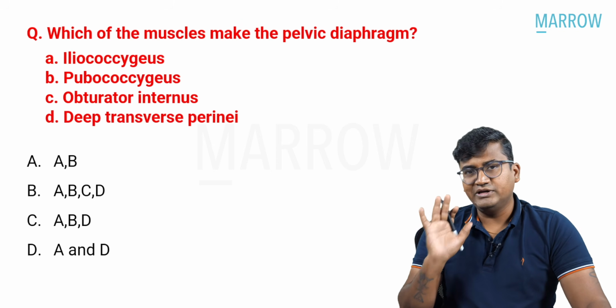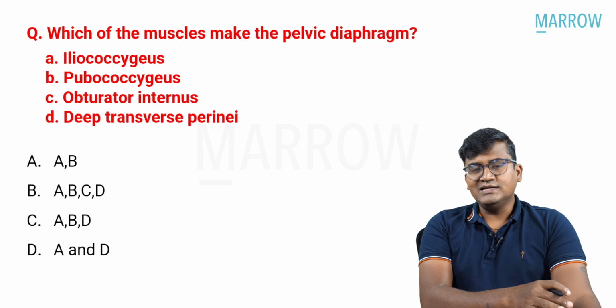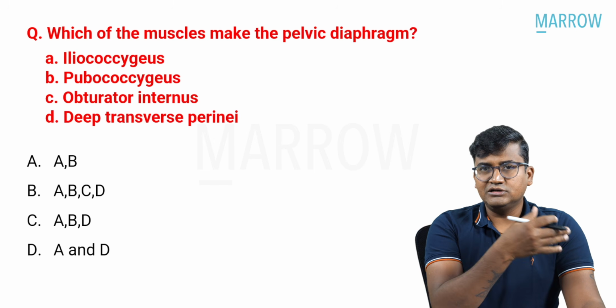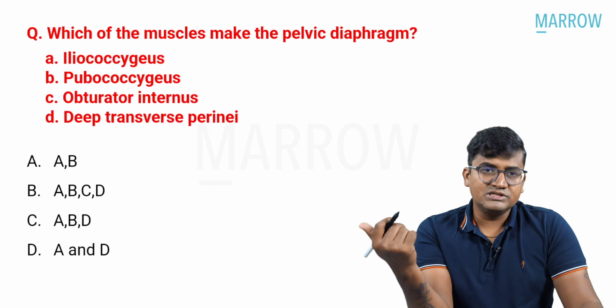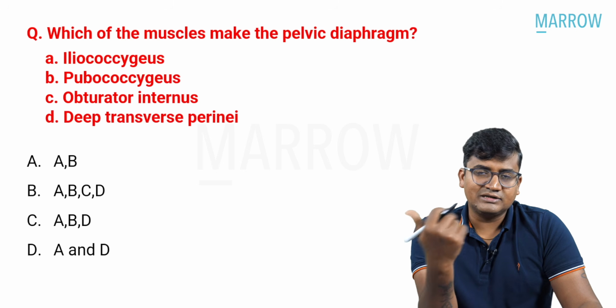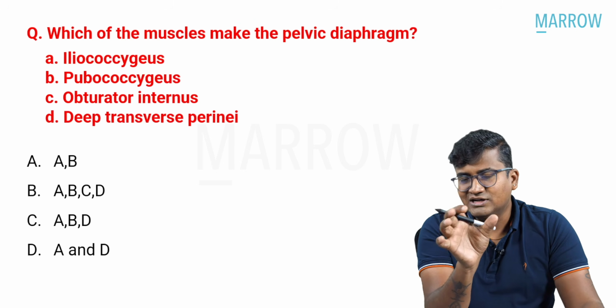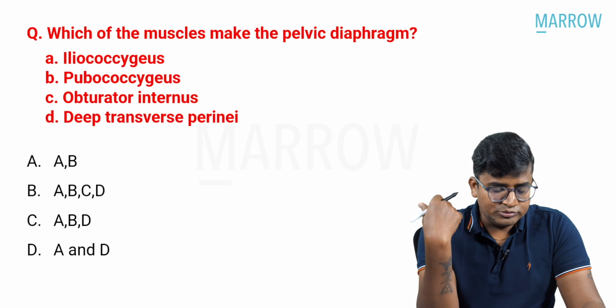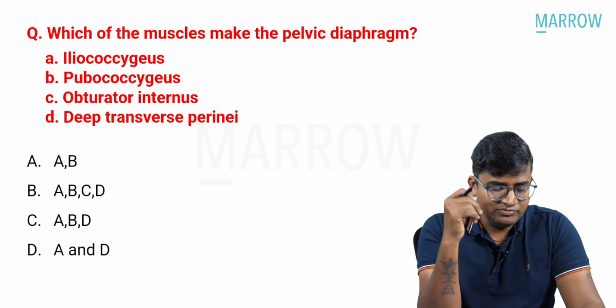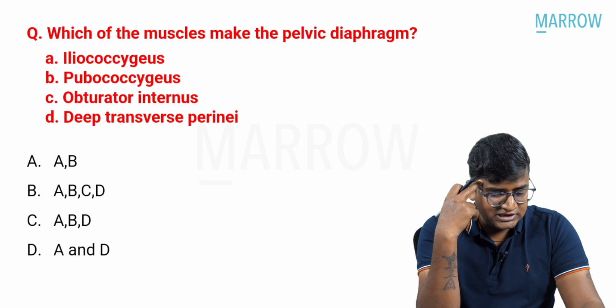I told you from the perineum you will get one question. In the morning session we got the question about the urethral rupture. In the afternoon session, instead of asking about the urethral rupture, they asked a question from the pelvic diaphragm. So from the perineum, definitely they will ask one question for sure. The options are: A, iliococcygeus and pubococcygeus; obturator internus; and the deep transverse perinei.